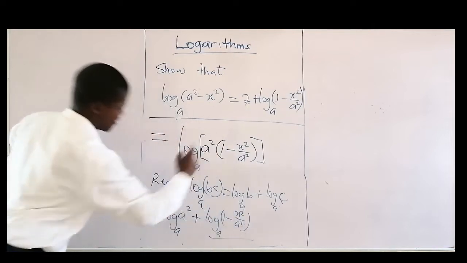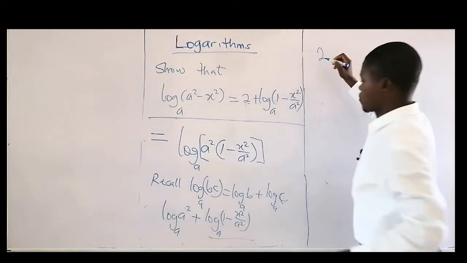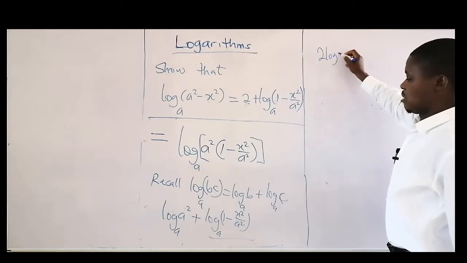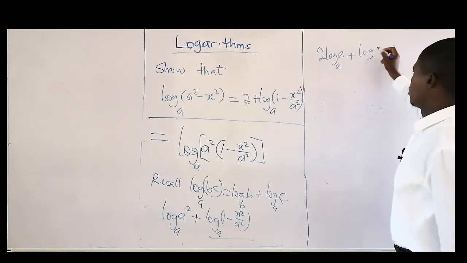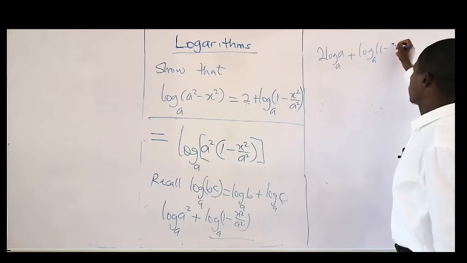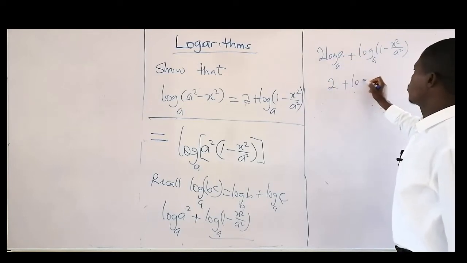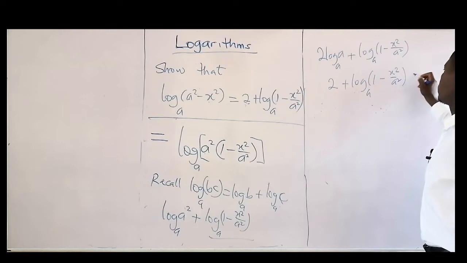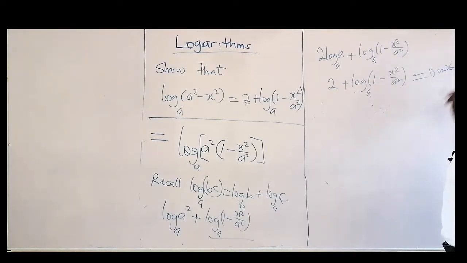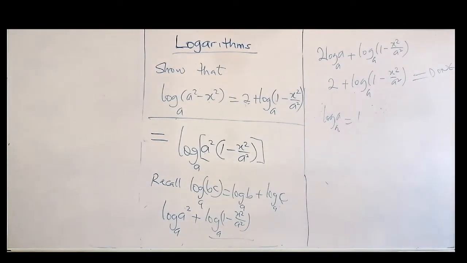So this one is already confirmed from that. We just need to work on this. The 2 here will come to the front, and that will be equal to 2 log A base A, plus log base A of 1 minus S squared over A squared. And log A base A is 1, so you have 2 plus log base A of 1 minus S squared over A squared. So this is done. Note that log A base A is 1.